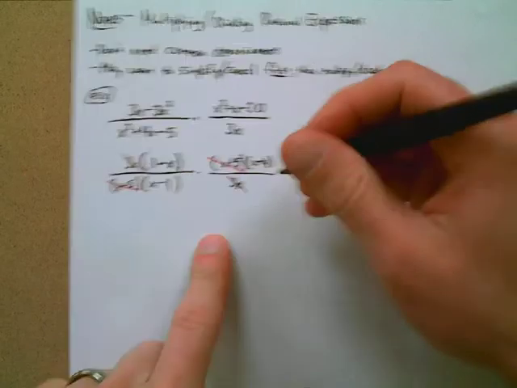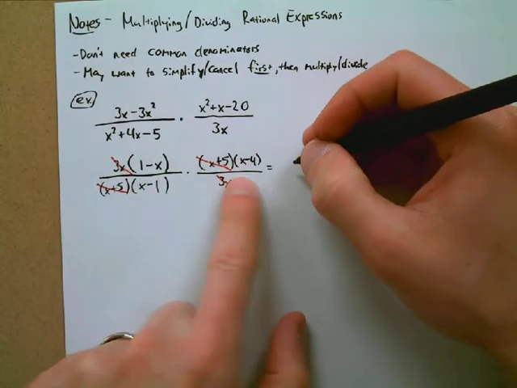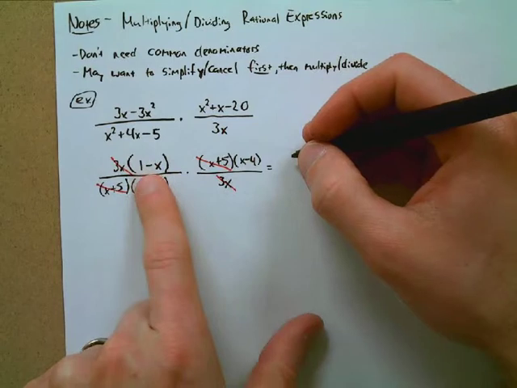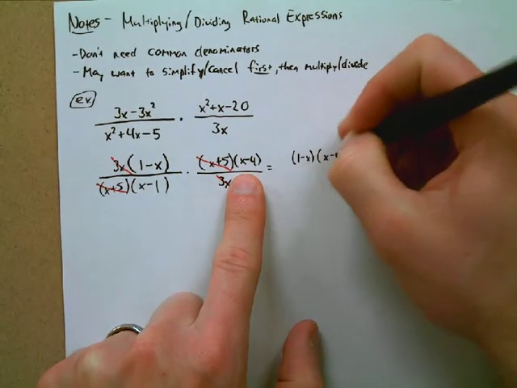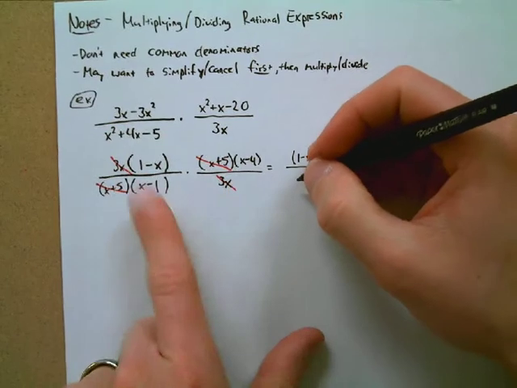Let's go ahead and put these things together. So we have the 1 minus x still left up here. We have the x minus 4, over, and then what's left down here? Well, the only thing that's left is the x minus 1.